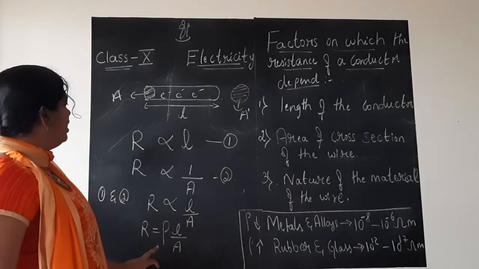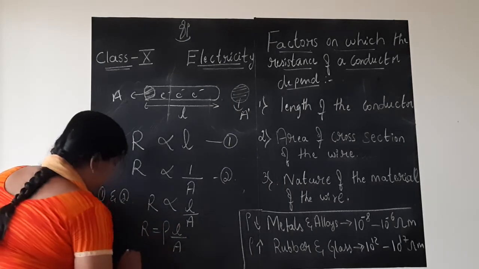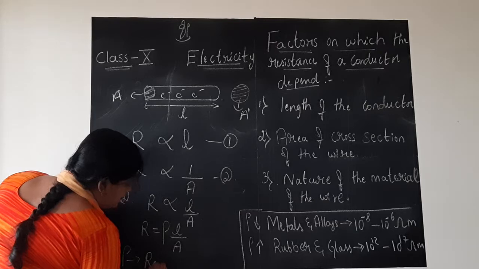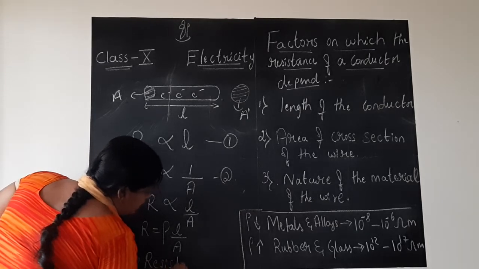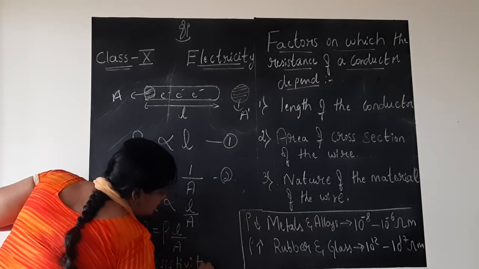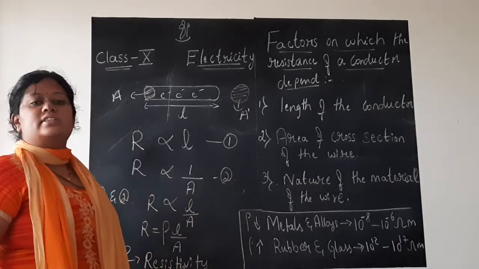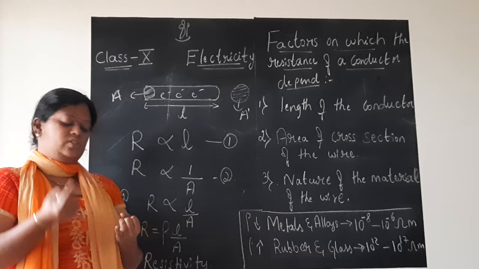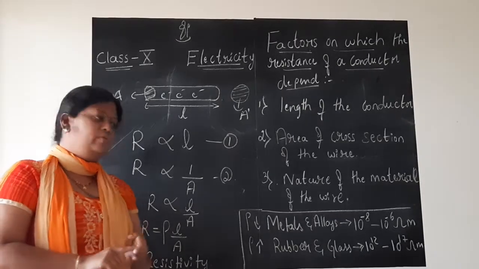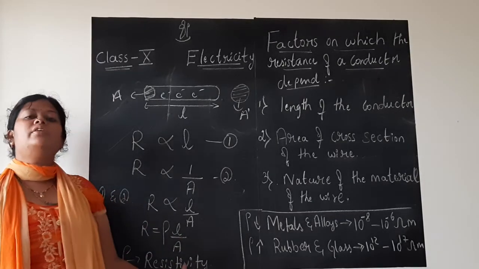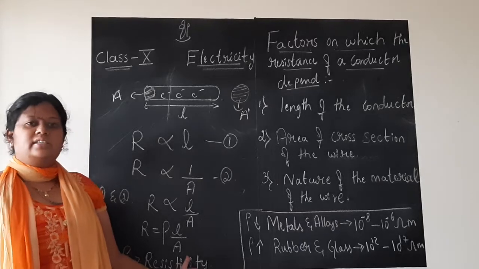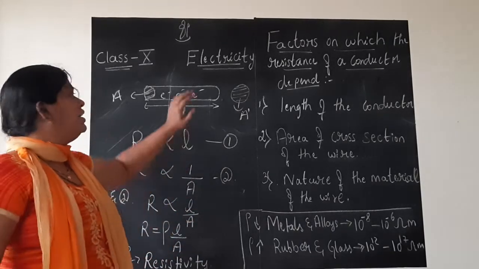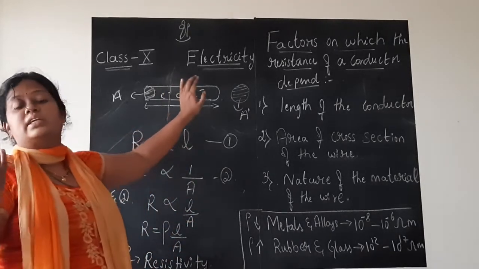This is how you represent rho. Rho is the resistivity of the material. What is this resistivity? You understood what is resistance, what is a resistor, what is its unit. Here you are learning about the new term resistivity. Resistivity is nothing but the property of the material. What is it made up of?